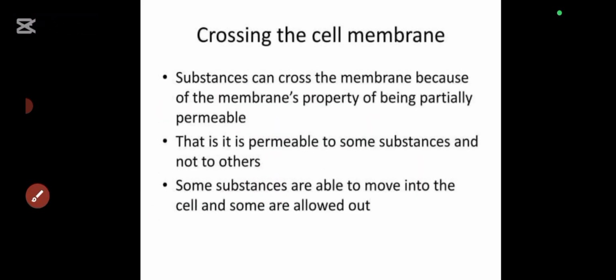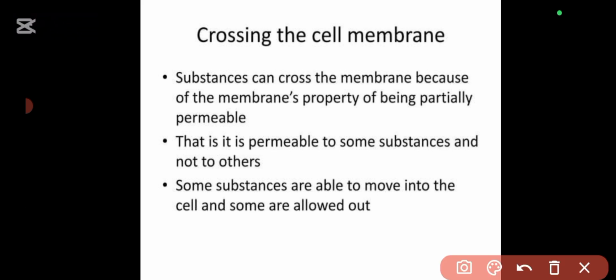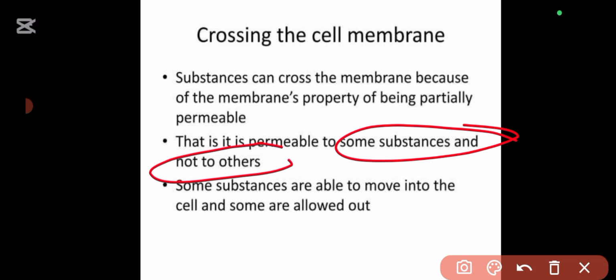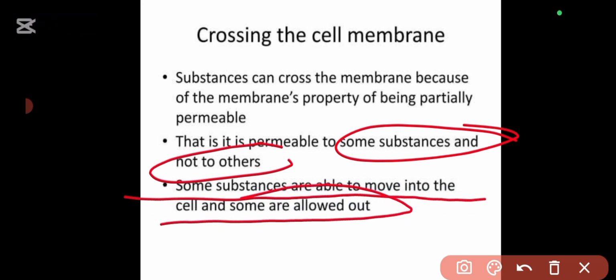Now, crossing the cell membrane. Substances can cross the membrane because of the membrane's property of being partially permeable. Yes, the cell membrane is semi-permeable, it's partially permeable, meaning that it allows some things to pass and does not allow other things to pass. It hinders some things and allows others to pass. The membrane is permeable to some substances and not to others. Some substances are able to move into the cell and some are allowed out.